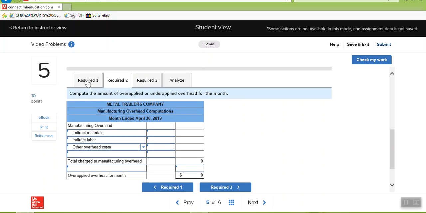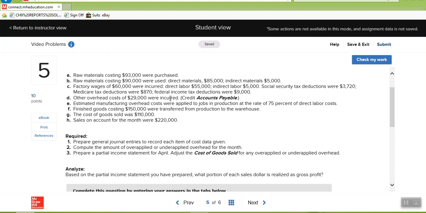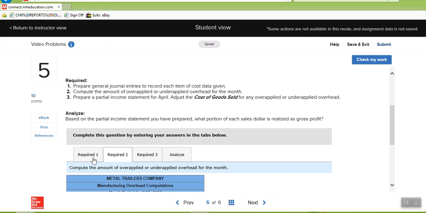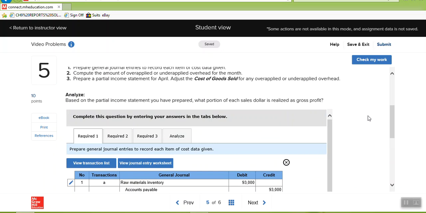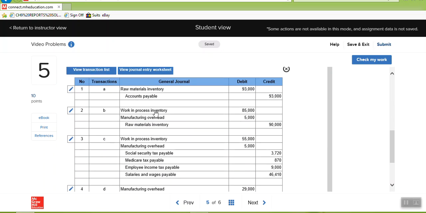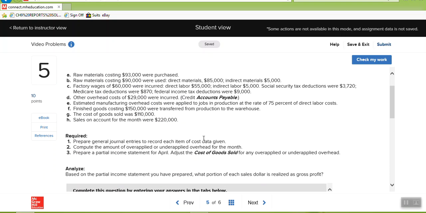You can go back up here and pick those out, but I think we've got them all in these entries over here, so it might be easier to do that. So we've got indirect materials going into manufacturing overhead, which is right here. That was that $5,000. Down here was the labor. That was another $5,000. And then we had that other manufacturing cost of $29,000, and that's what they call it up here, other overhead cost.